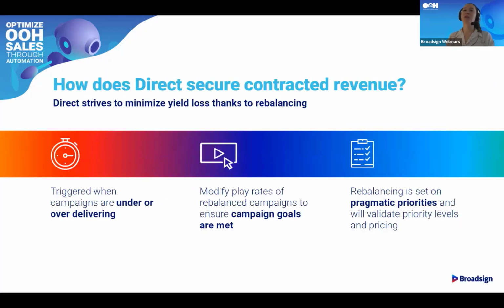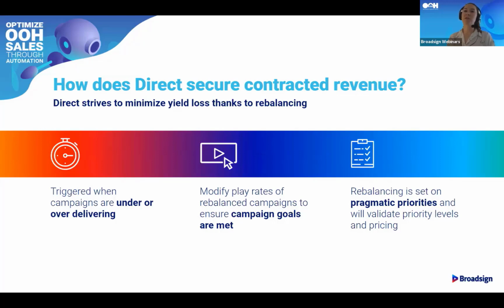And the third question, and that's really, I guess, the core of the subject, is optimization. So how does Direct secure your contracted revenue and minimize your opportunity costs? Well, we do automate inventory management, but we also strive to go beyond. And as I was mentioning, we were talking about two aspects of optimization at the beginning for inventory management, and here it's really about reducing your opportunity cost and more importantly, minimizing your yield loss.